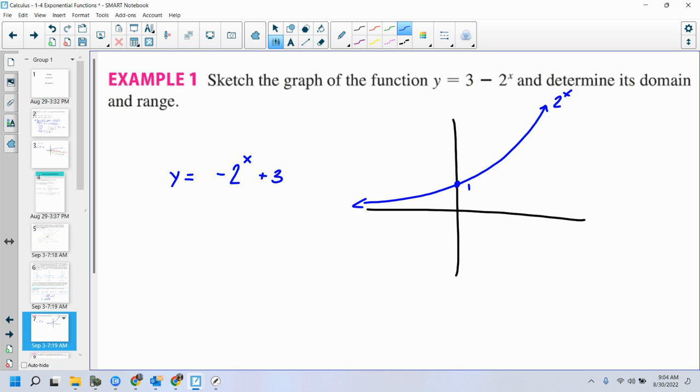Good. No, you're right. Reflected across the x-axis because I changed the y-value, right? And then the plus 3 makes it go up 3 units. So the reflection is going to happen first. And it's a reflection across the y-axis. So that means this is going to be true, right? This is negative 2 to the x.